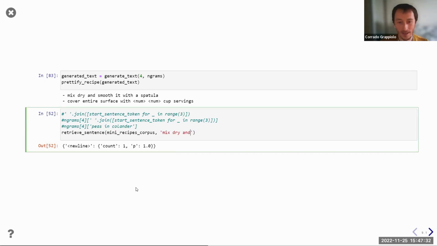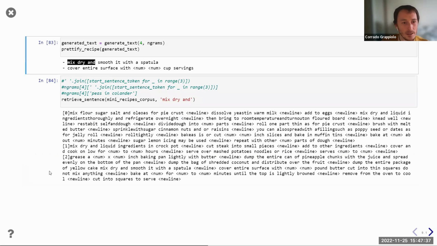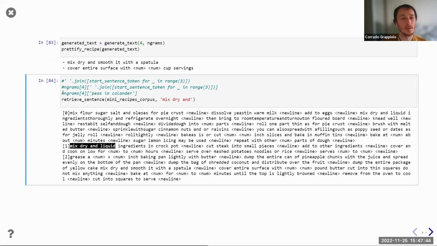A fun thing is that I was playing with it. Look, there is mixed, dry, and smooth. You have to find it somewhere. Mixed, dry, and liquid. So you see, this is newly generated. It's funny, I played with it yesterday, I think, and I got a generated recipe that was something like beat it with lid until firm. That's kind of funny to imagine, like domestic violence. But anyway, it was funny for me.